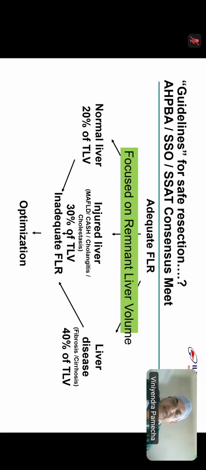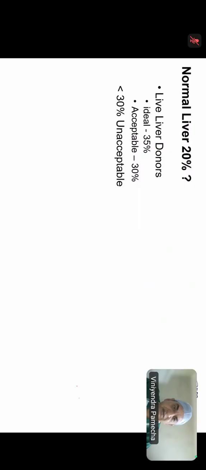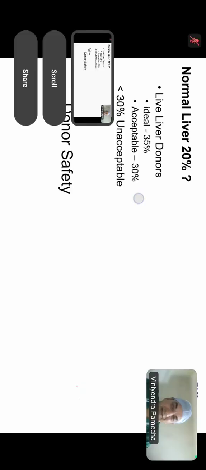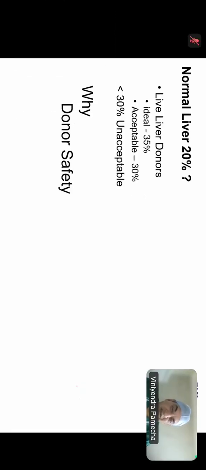One thing about this is that it's focused on remnant liver volume. As we saw in the case I showed you before, it's not just about the volume, but also about the function of the liver. If the function is not that good, then maybe you should aim for a higher volume in order to increase the safety of your resections. So when you talk about 20% in normal livers, I won't do 20%, and I won't recommend anybody to take a 20% remnant volume in normal livers.